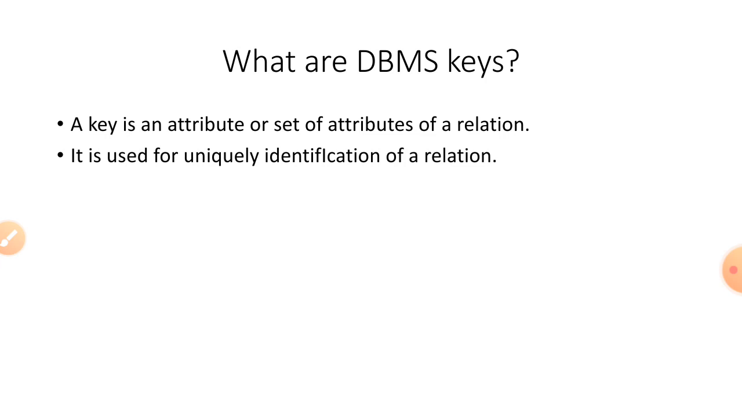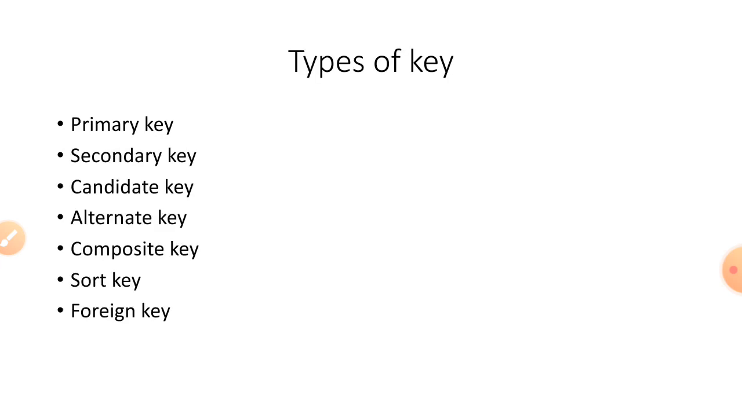For storing or sorting the records of a relation based on the data of one or more columns, we have different kinds of keys: primary key, secondary key, candidate key, alternate key, composite, sort, and foreign key. Today we are going to discuss the first three keys: primary, secondary, and candidate key. What are the differences between these keys and what is the basic usage of these keys?